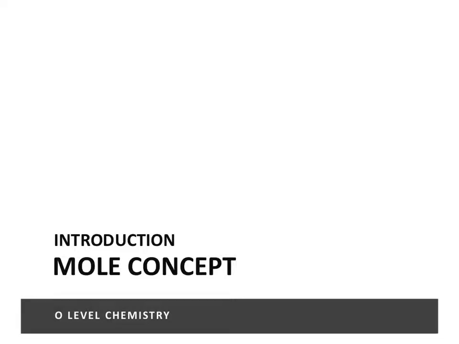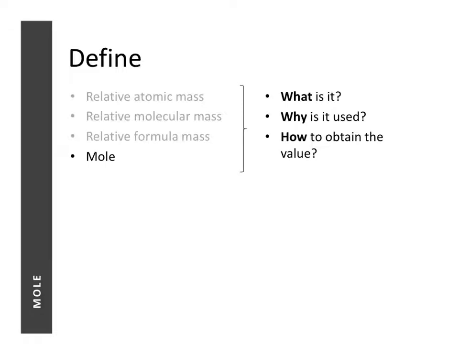In this lesson, we're going to continue to look at the different ways in which we can determine the number of moles of a substance. So in the last lesson, we looked at what a mole is. A mole is a unit of quantity, and the quantity that it represents is 6 times 10 to the power of 23. Alright, how do we obtain the value of moles?